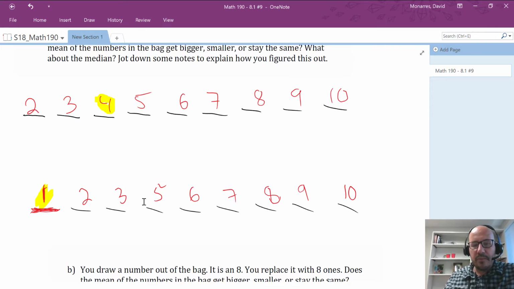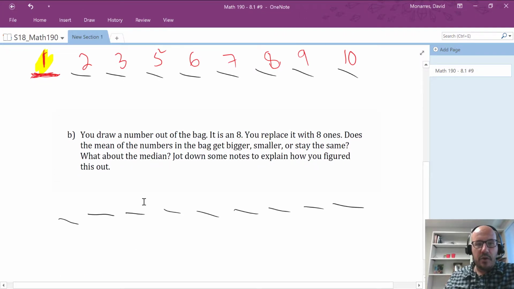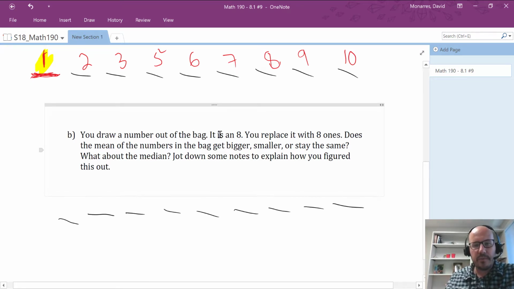Okay, so I'm going to move to the setup for the second one, just to help you visualize it. You're going to draw a number out of the bag. It is an 8. This is still the same bag as it was earlier, before we did the 1 and the 4 replacement. We're going to replace it with 8 ones. Does the mean of the numbers in the bag get bigger, smaller, or stay the same? What about the median? Jot down some notes to explain how you figured this out.